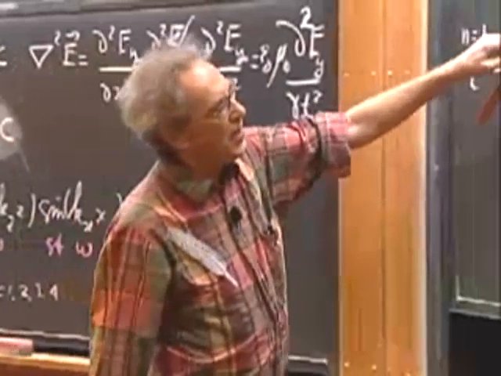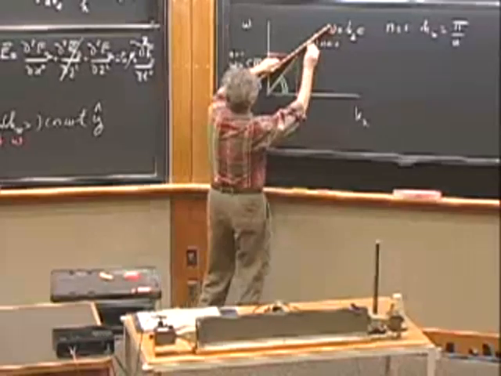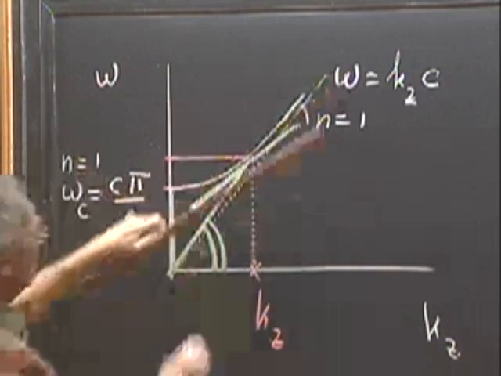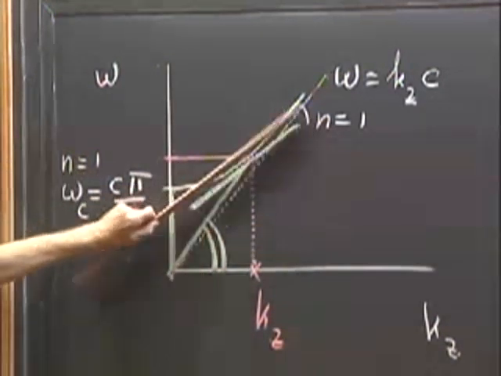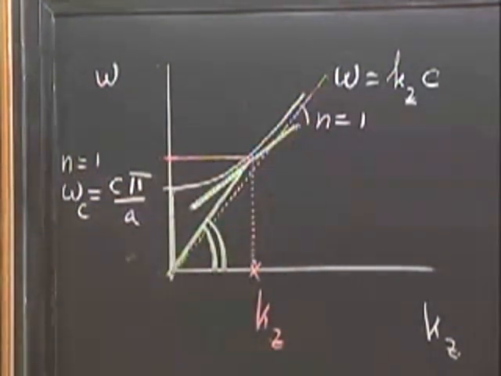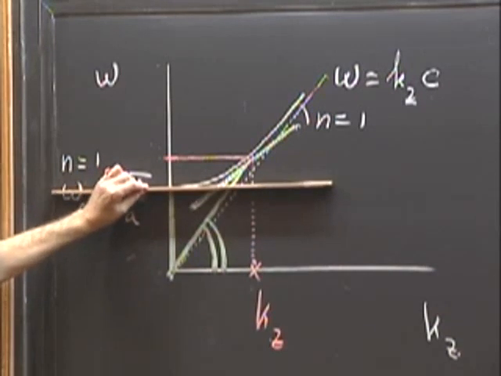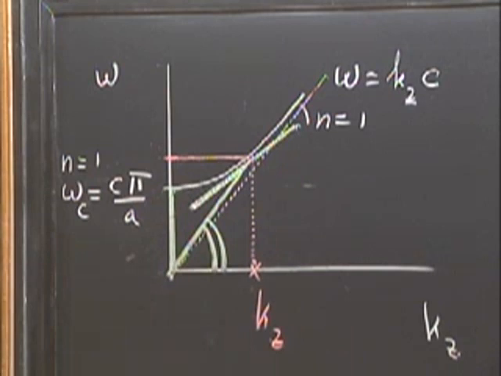Also notice that the tangent here is the group velocity. That is the d omega dk. And notice that this slope is smaller than this one. That is why the group velocity is lower than c. And also notice that when you reach this cutoff frequency, the tangent is like this. That means the group velocity is 0. Nothing can go through the gap anymore.